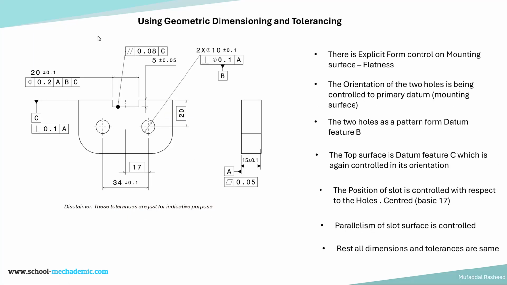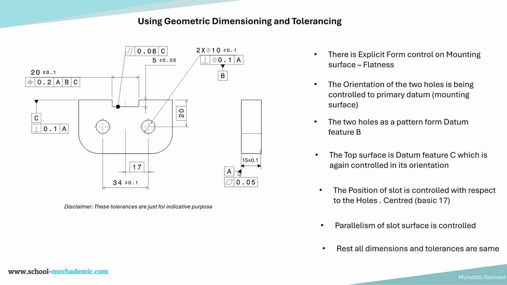Now if we have a look at the GD&T drawing of the same component, considering the same important functional features, here is the GD&T drawing. So let's go through one by one. First, let us have a look at the primary datum feature. Where is the primary datum feature? The primary datum feature is A, that is the mounting surface.